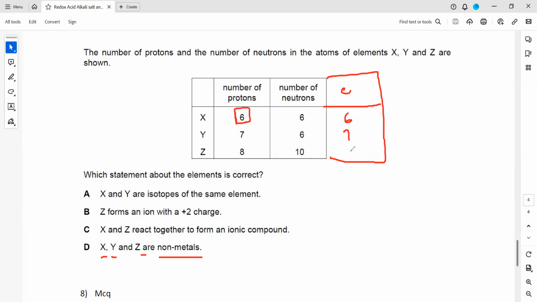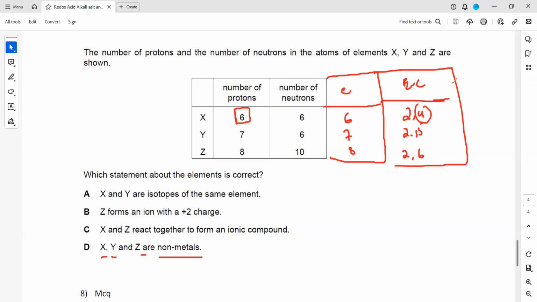So this will be 6, this will be 7, this will be 8. If we write the electronic configuration, how the electrons are arranged: 6 electrons, 2, 4; 7 electrons, 2, 5; 8 electrons, 2, 6. So this belongs to group 4, and in group 4 we find non-metals. This belongs to group 5, non-metal. This belongs to group 6, non-metal. So X, Y, and Z are all non-metals.